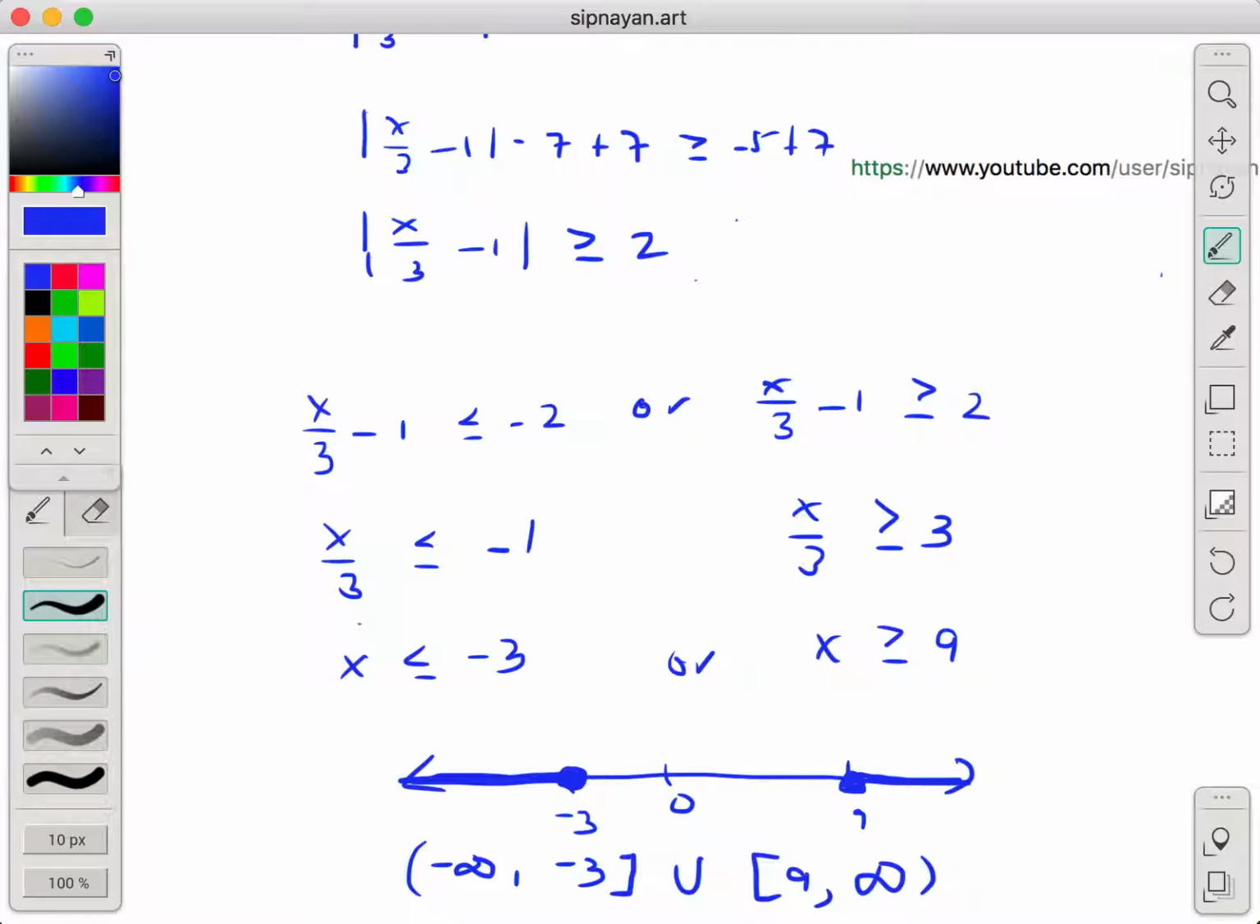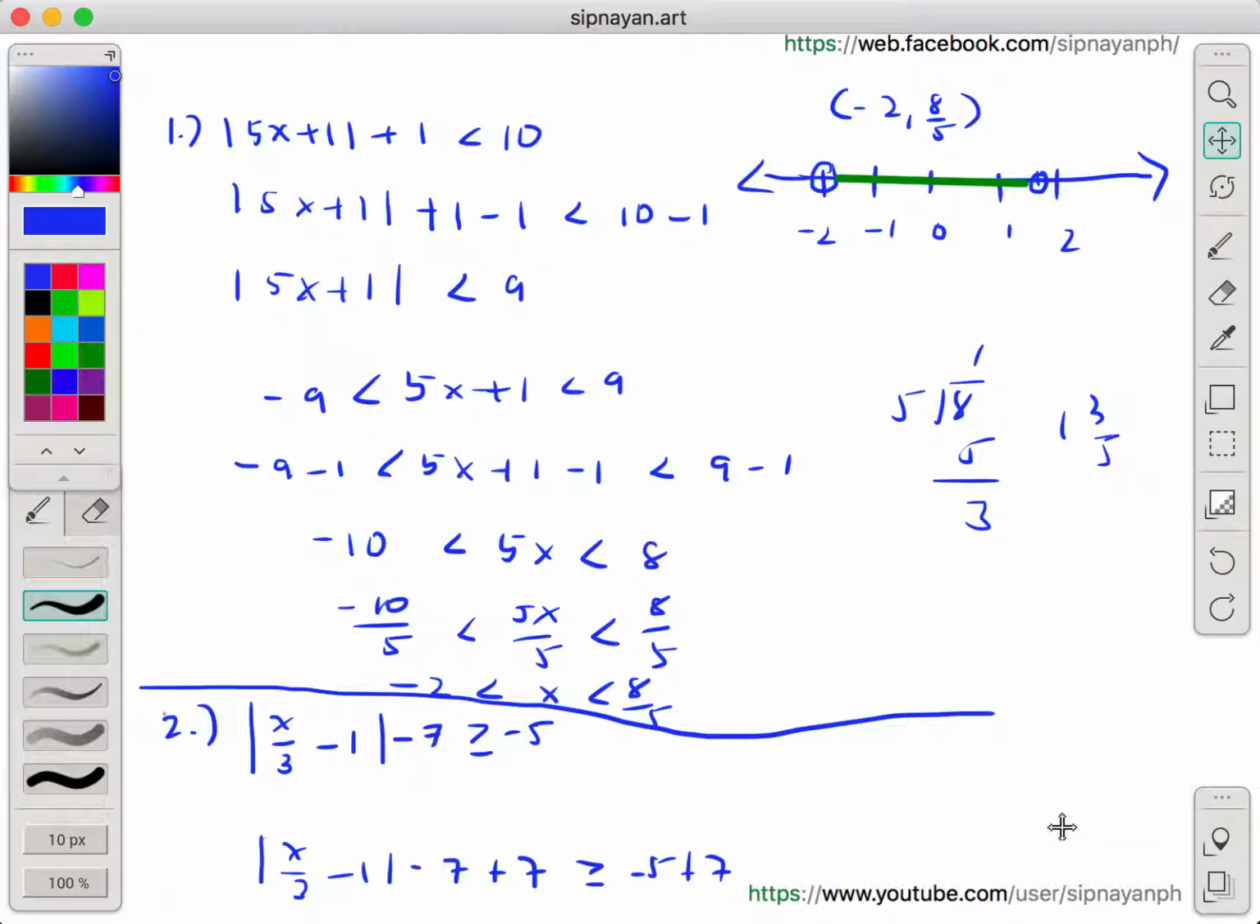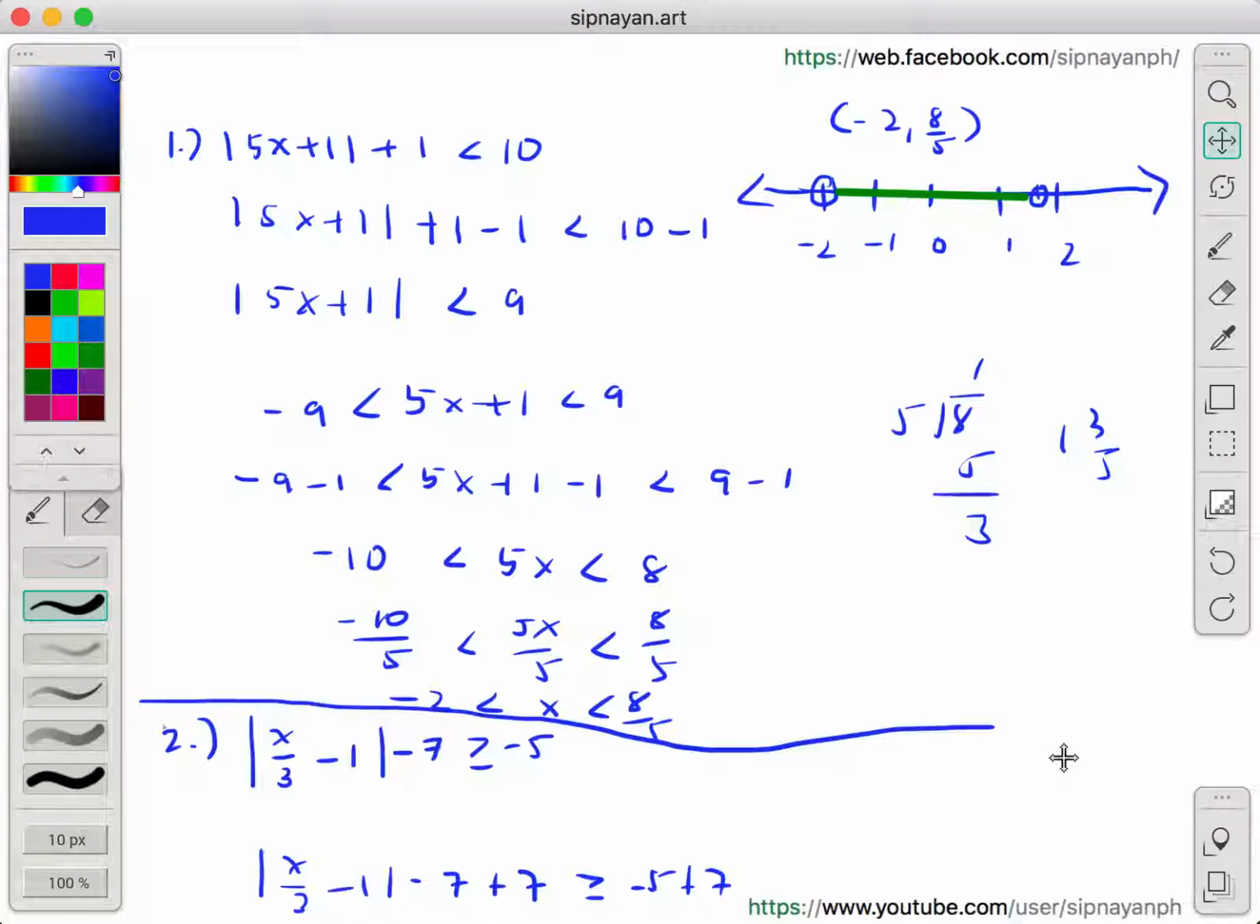Okay, so that's it for absolute value inequalities. I hope meron ka natutunan sa video na to. In the next video, ang gagawin natin is isa-summarize natin kung ano man yung natutunan natin sa absolute value inequalities.